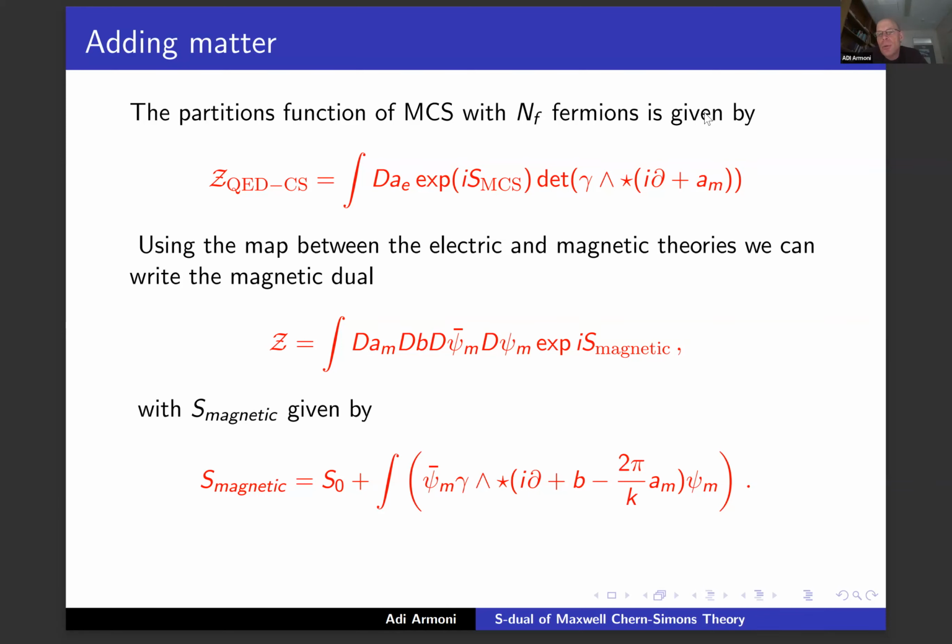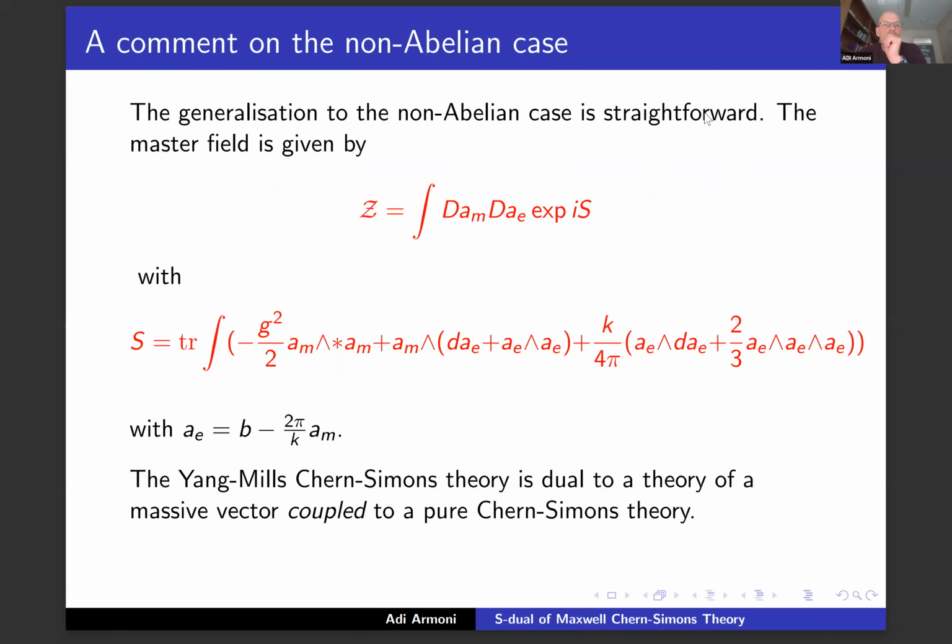So I know how to couple matter in the electric side and what happens to it in the magnetic side. And that's non-trivial because it's not anymore just Maxwell-Chern-Simons, which is a quadratic theory. It's kind of a simple theory. Now it's a theory with quarks that interact. So that's one comment.